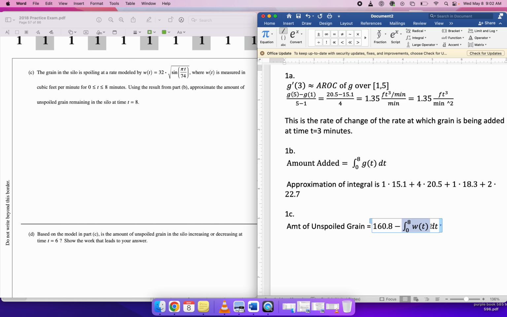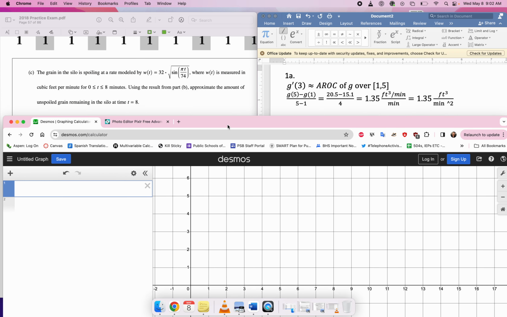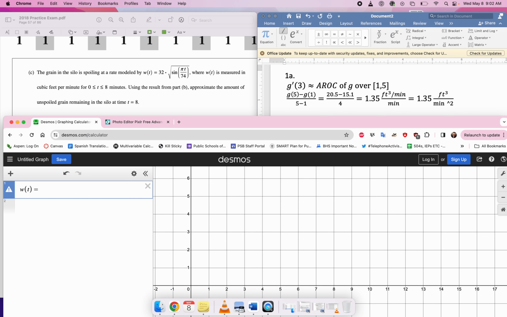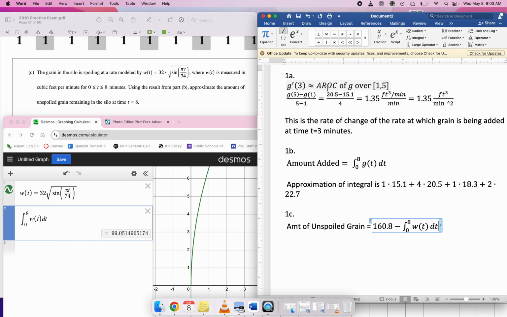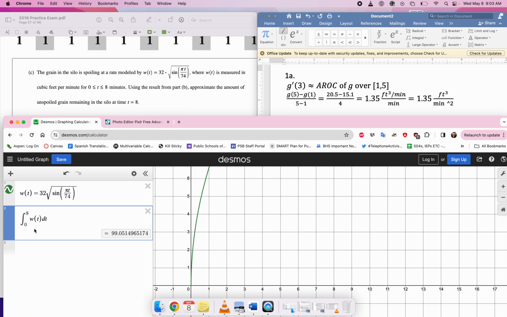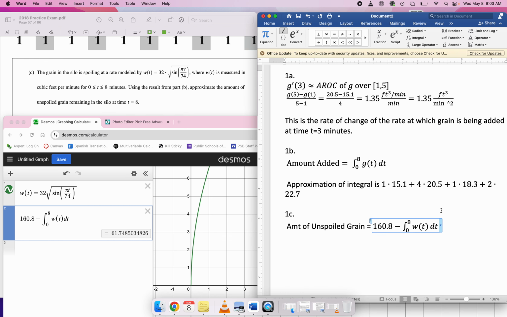So I have to compute this integral. Of course, this is a calculator section, so I can just use my calculator. W of t is equal to 32 square root sine pi t over 74. And I want to integrate from 0 to 8 W of t dt, 99.0514, and so on. So 168.8 minus that number would be 61.748 approximately.